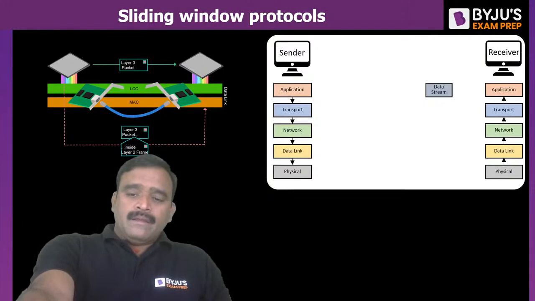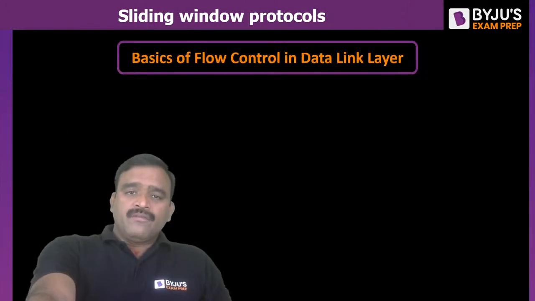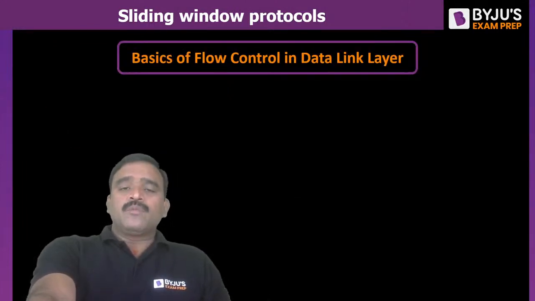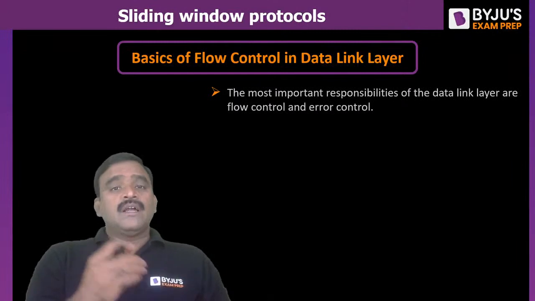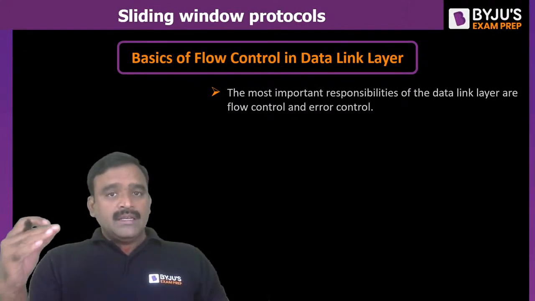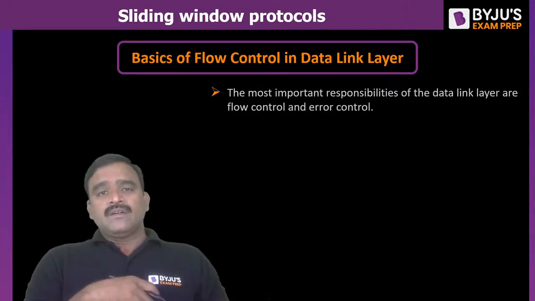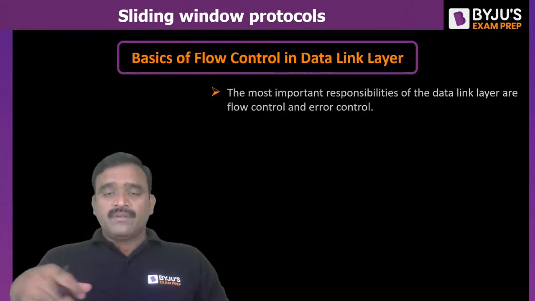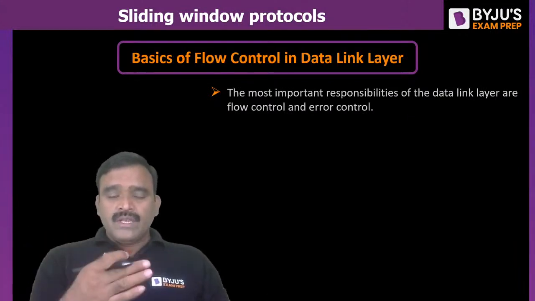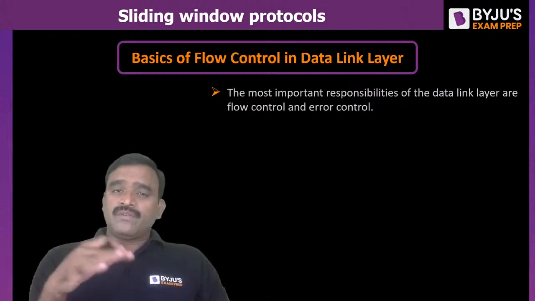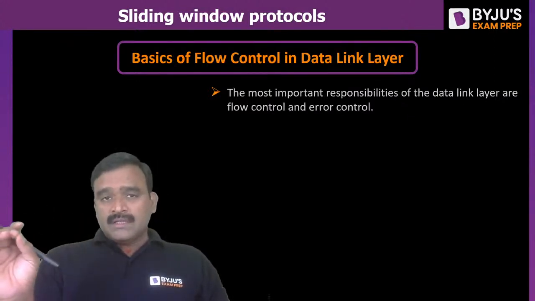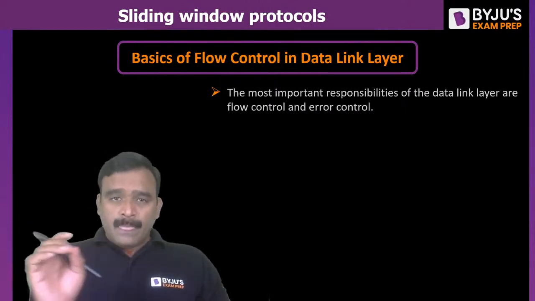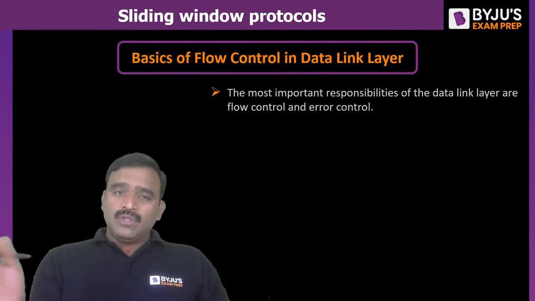And also, if you see the basics of flow control in the data link layer, sliding window protocols are meant for controlling a flow. Flow control is required when the sender is faster and the receiver is slow. In order to stop the sender from overwhelming the receiver with its fastness, we need to control the flow of the sender. For that, we require some protocols. A protocol is nothing but an agreed set of rules by both parties.